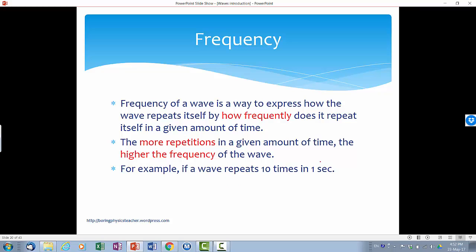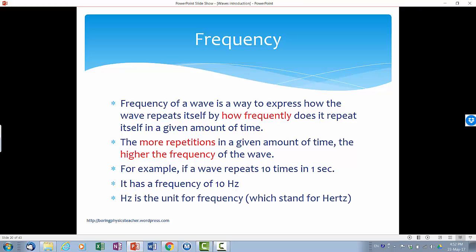For example, if a wave repeats itself 10 times in 1 second, it has a frequency of 10 Hertz, Hz. This is pronounced Hertz, and Hz is the unit for frequency.